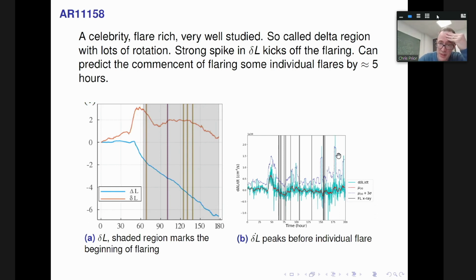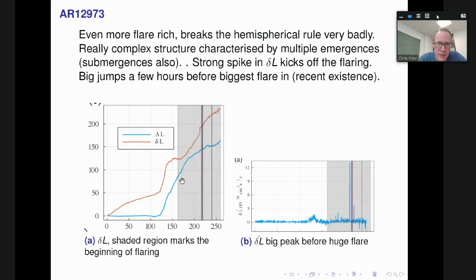This region, by the way, is when the data gets very dodgy. It's when we're at the limb, so you've got to be careful. But we've got a number of examples where we're almost able to predict these flares about 5 hours before they happen. But it's not completely consistent. But just to say, it seems to have some efficacy.